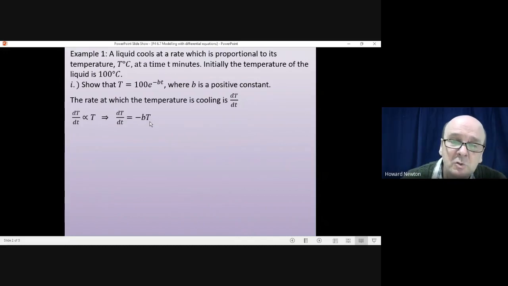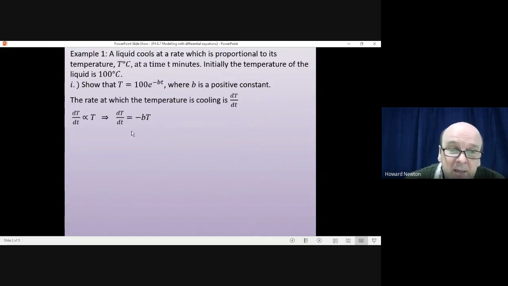I've chosen to call that constant minus b. The reason why I've chosen the minus is it's normal to do that in this type of question because the temperature is decreasing. So the minus really implies that you have a decreasing temperature. If you had water that you were heating up and it was getting hotter and hotter, then you wouldn't need the minus. You'd just say bT.